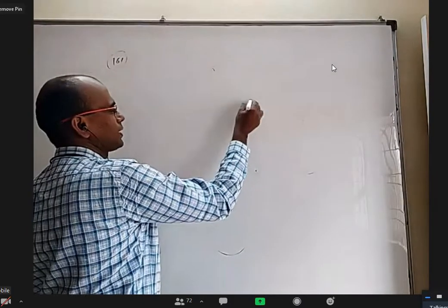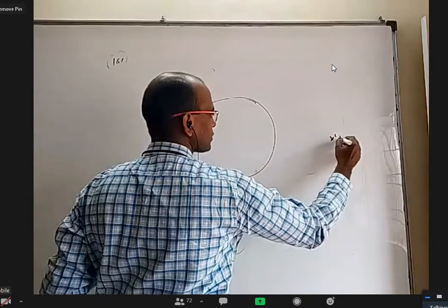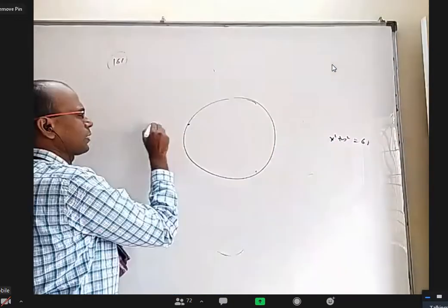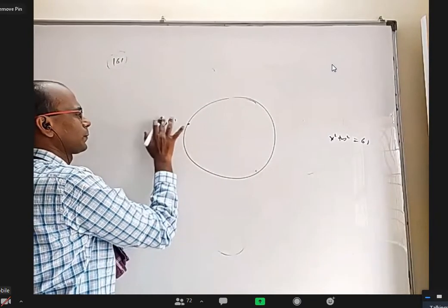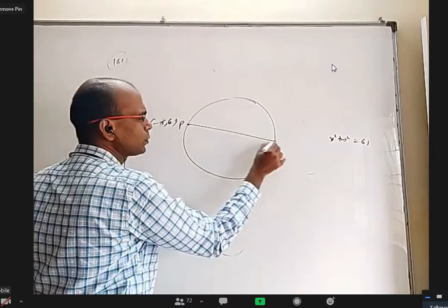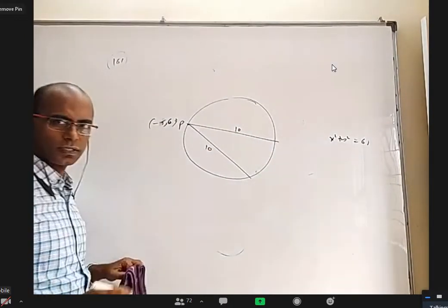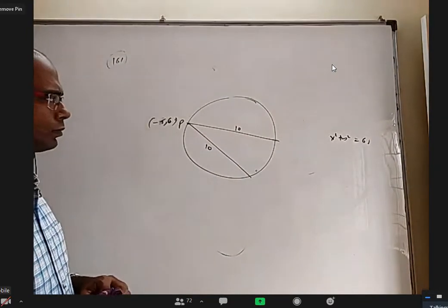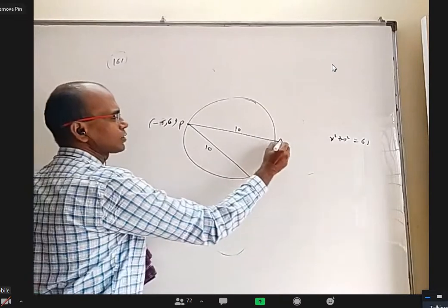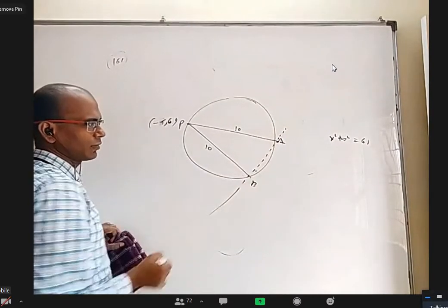What basically happened is they gave a circle x square plus y square equal to 61. One particular point on that circle is minus 5 comma 6. That is P. There are 2 points on this circle with length as 10. The point is different from minus 5 comma 6. PA is also 10, PB is also 10. Now they wanted this AB line equation.